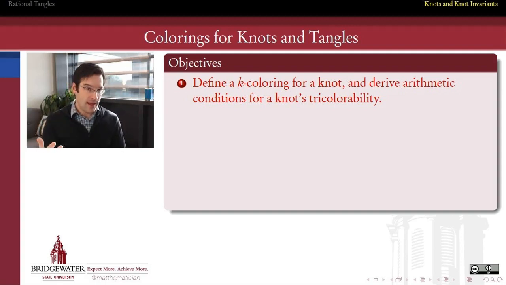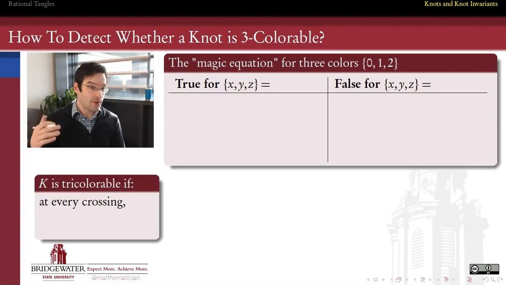But what we don't yet have is a connection from coloration into something that's algebraic, something that can help us to get a handle on an algebraic structure that can encode colorability. That's our ultimate goal. And to get there, we need to figure out how to turn that observation about what a valid coloration of three colors is for a knot diagram into an equation that gets the whole ball rolling. So the question is, how do we use an equation to see that a knot is or is not three colorable? I call this equation the magic equation.